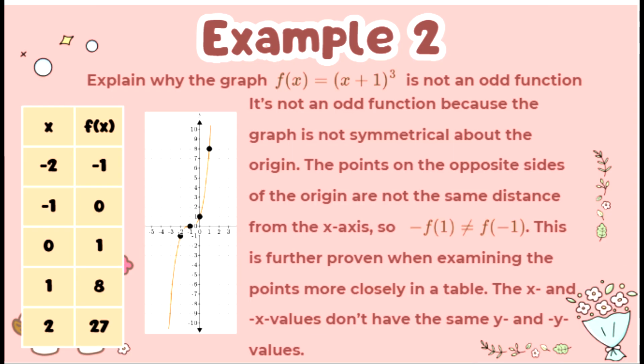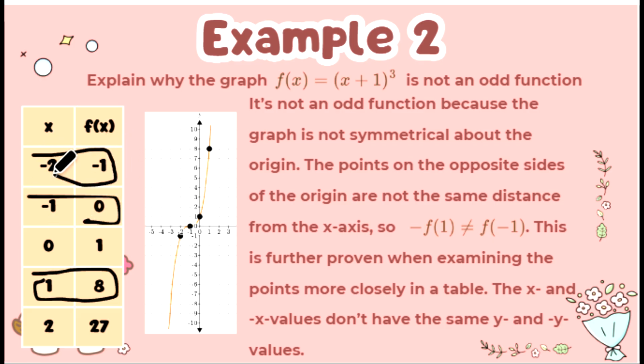It's not an odd function because the graph is not symmetrical about the origin. The points on the opposite sides of the origin are not the same distance from the x-axis. So negative f of 1, which is right here, does not equal f of negative 1. Oh, sorry, I highlighted the wrong one. I apologize.